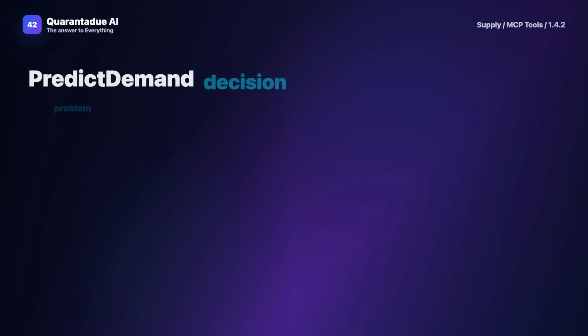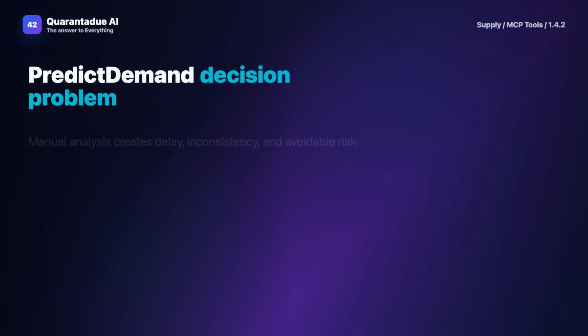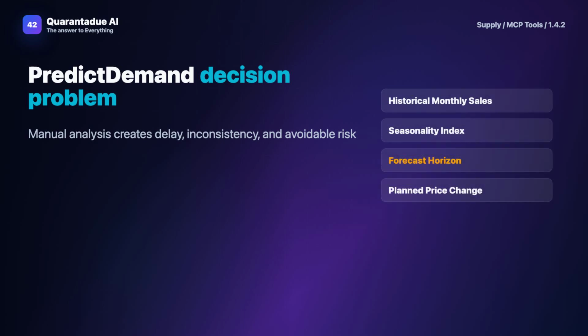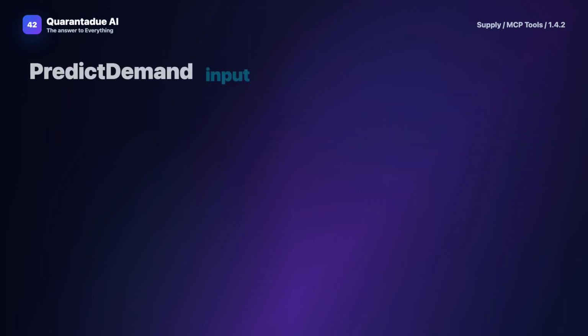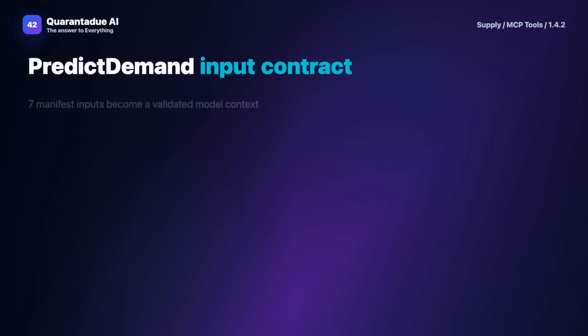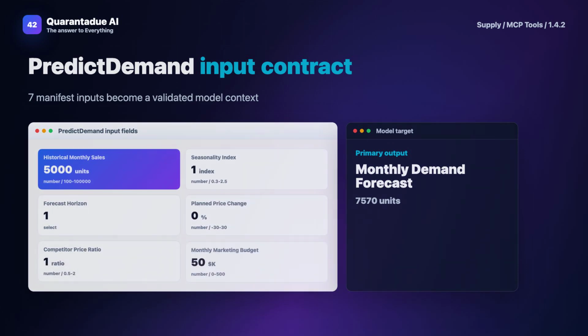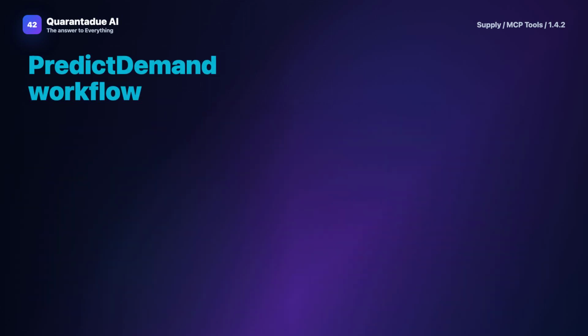Predict demand narrows that process into a repeatable model so teams can compare cases without rebuilding the logic each time. Predict demand starts with a defined input contract. Typical inputs include historical monthly sales, seasonality index, forecast horizon, planned price change, and competitor price ratio. Keeping these fields explicit reduces ambiguity and makes every run easier to audit.